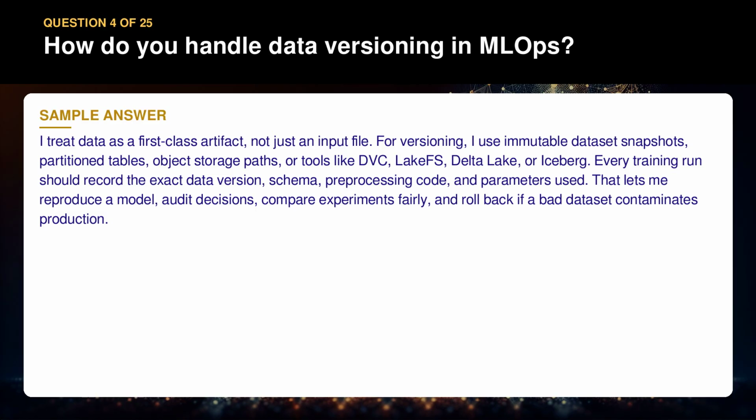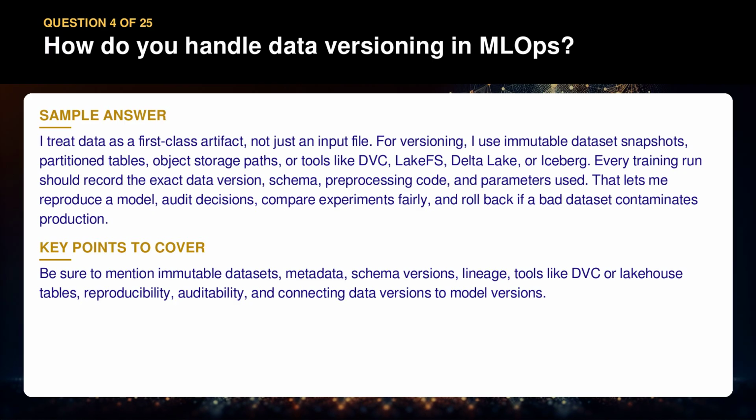For versioning, I use immutable dataset snapshots, partition tables, object storage paths, or tools like DVC, LakeFS, Delta Lake, or Iceberg. Every training run should record the exact data version, schema, pre-processing code, and parameters used. That lets me reproduce a model, audit decisions, compare experiments fairly, and roll back if a bad dataset contaminates production.